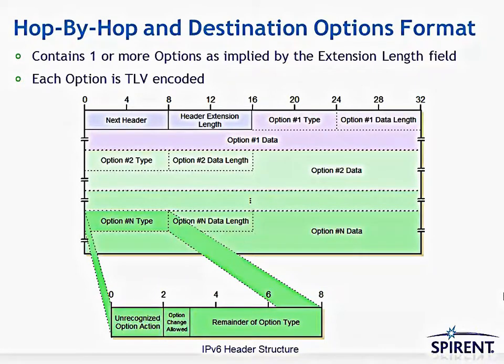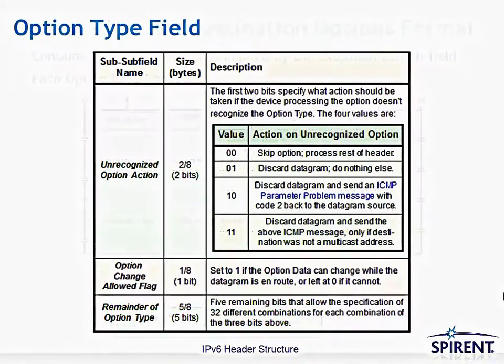And so you can see how hop-by-hop and destination options are formatted. So you can have one or more actual options inside each extension header. And then these would be encoded as a type, a length, and a value, and they can be strung along. So in other words, they're TLV encoded. And this gives you an example of some of the encoding of the option type field. There's a couple of bits that are used to specify the action upon receiving an unrecognized option, whether or not the option can be changed, and then finally the remainder of the option type.